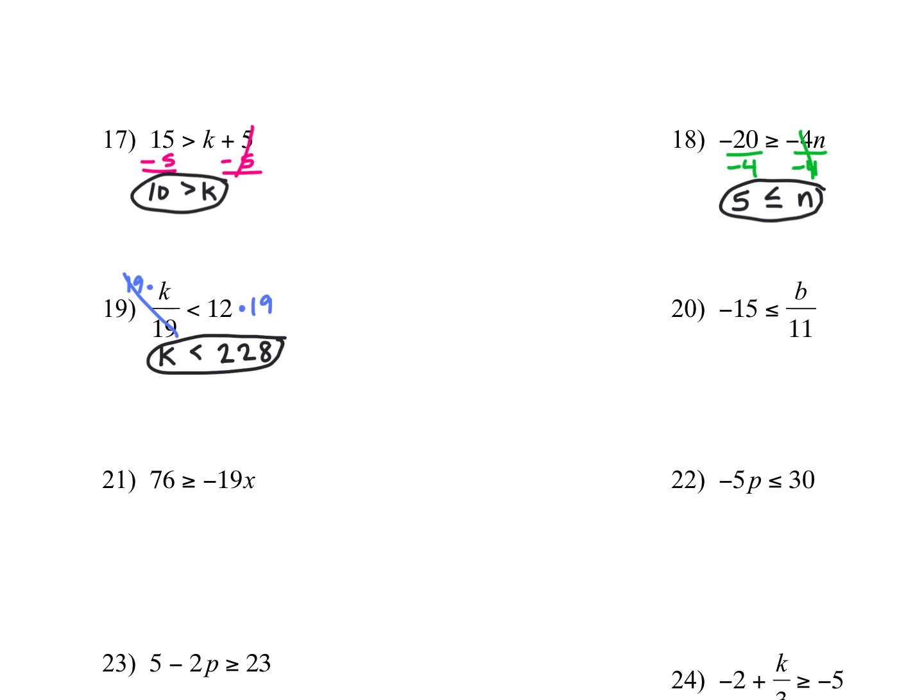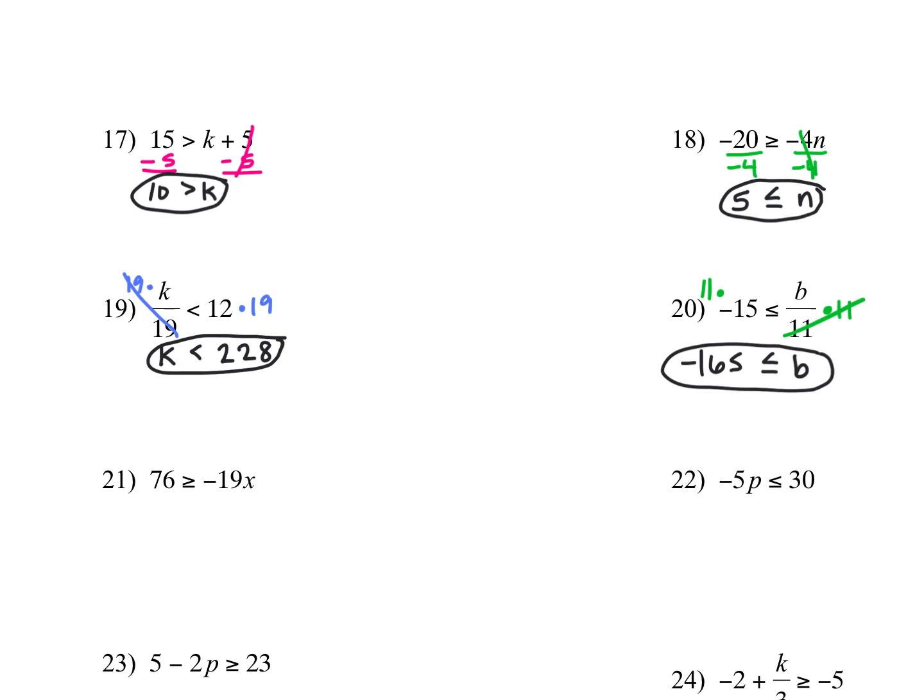Number 20, we want to get rid of that dividing 11, so we're going to multiply both sides by 11. So we're going to undo dividing 11 by multiplying. On the right side, we get b. On the left side, we get negative 165, and our inequality symbol stays the same because we multiplied both sides by a positive.